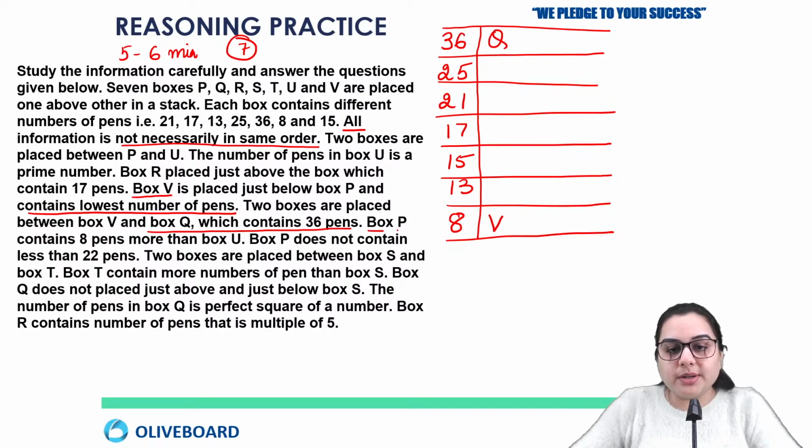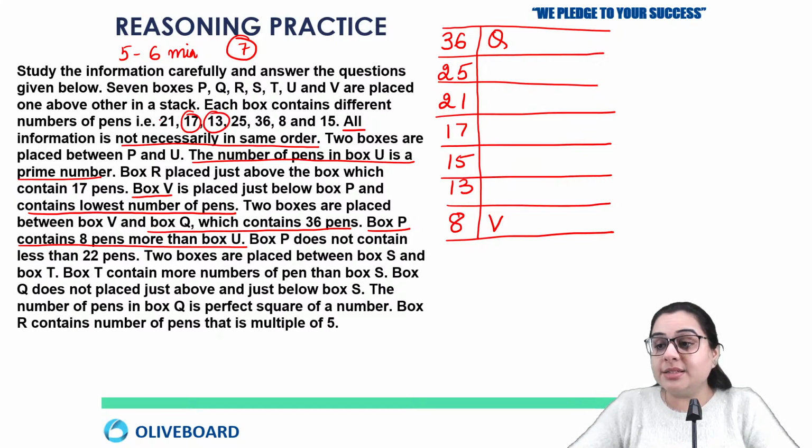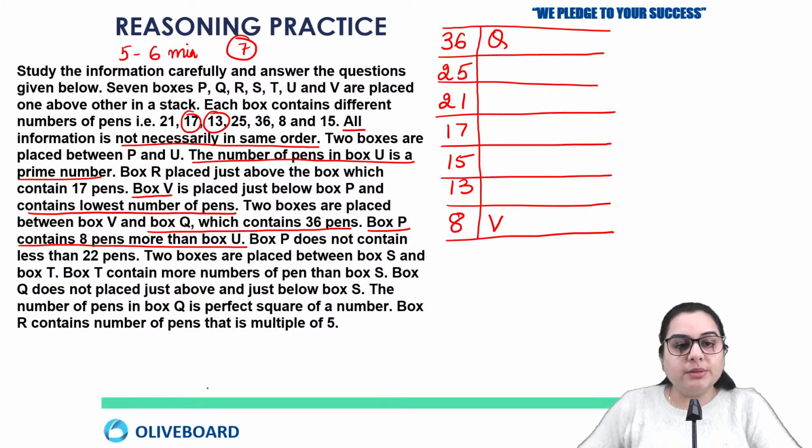Next, box P contains 8 pens more than U, and the number of pens in box U is a prime number. What are the prime numbers here? It is 17 and 13. So either box U contains 17 pens or box U contains 13 pens.